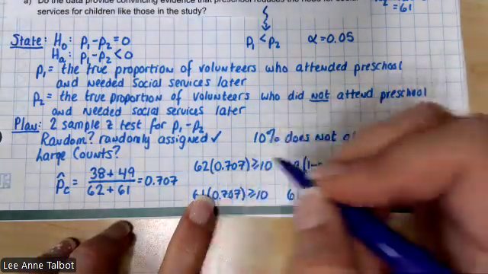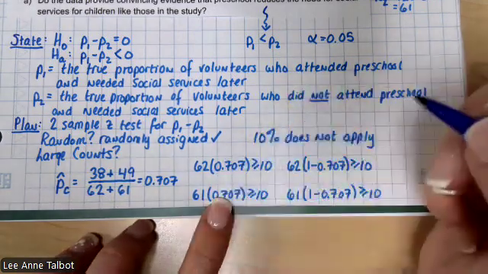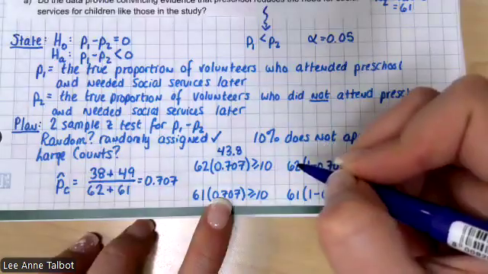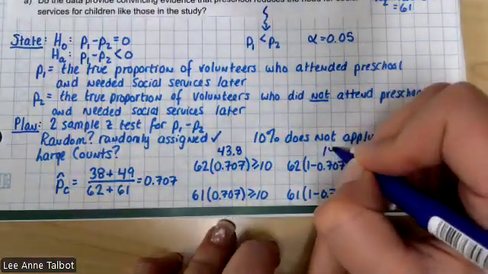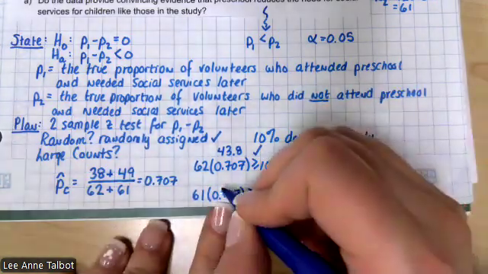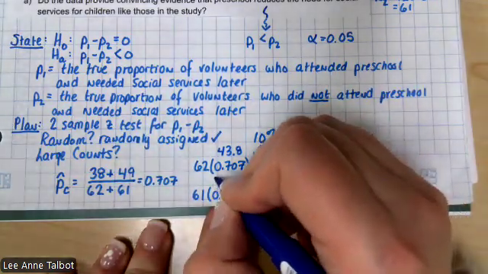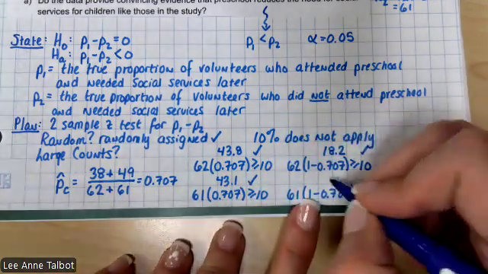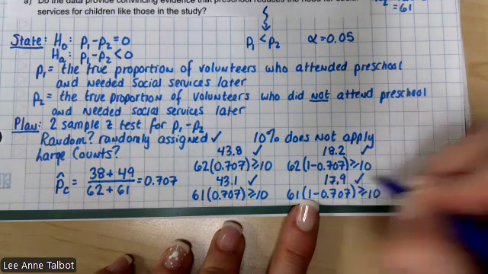Okay, so this one right here is, I'm going to go above it, 43.8. This one right here is 18.2. This one here is 43.1. And this one is 17.9.